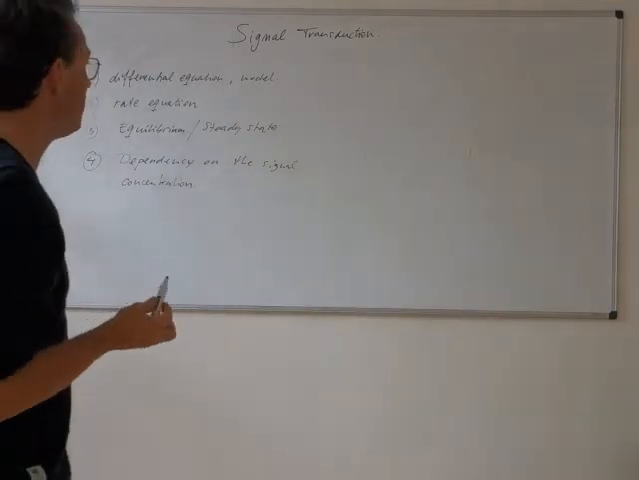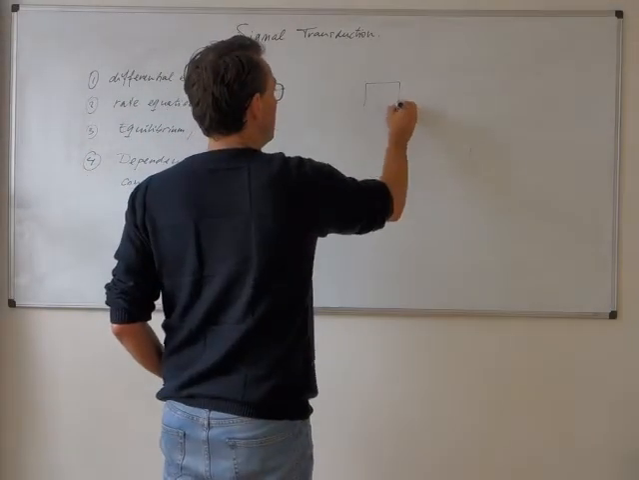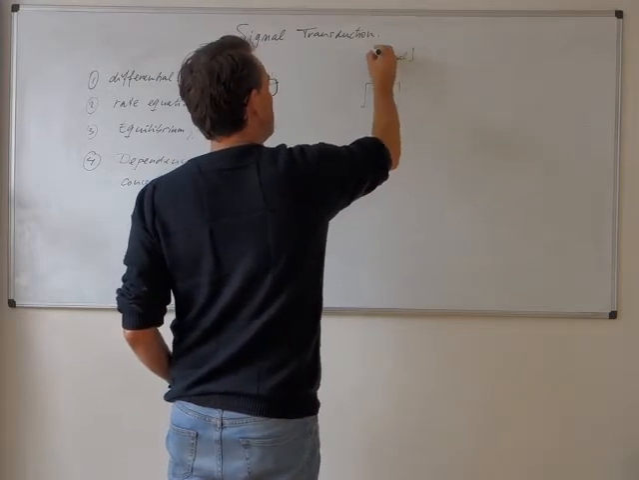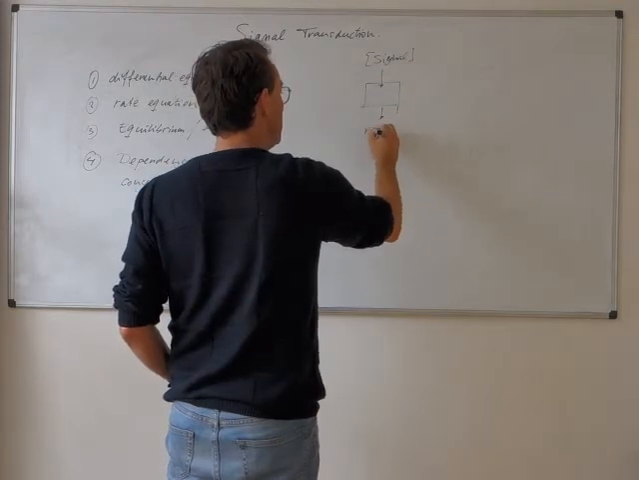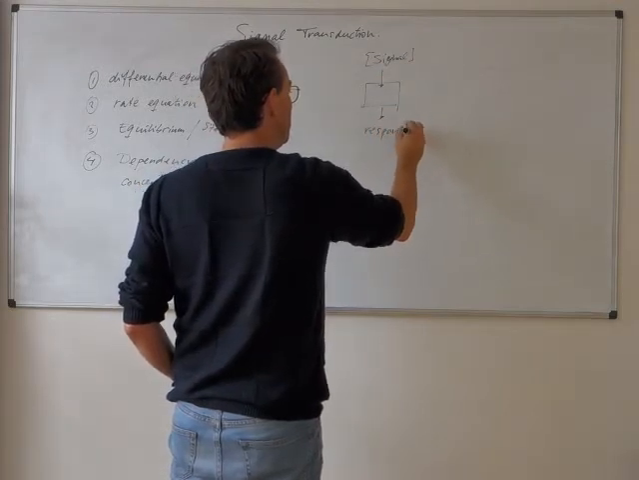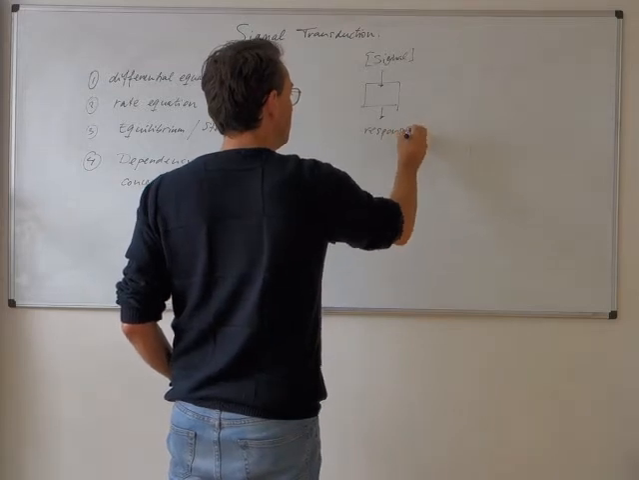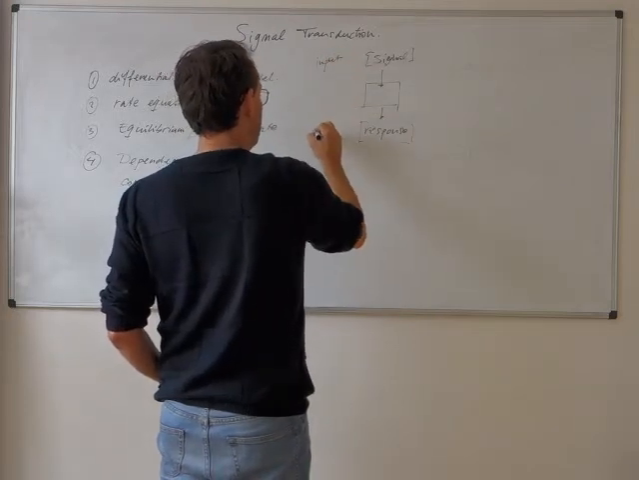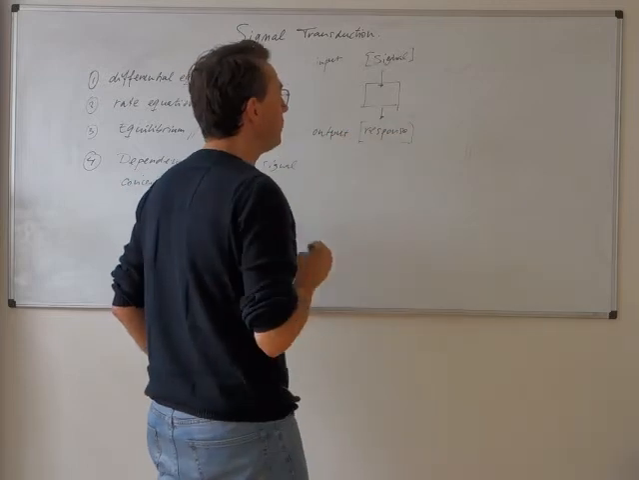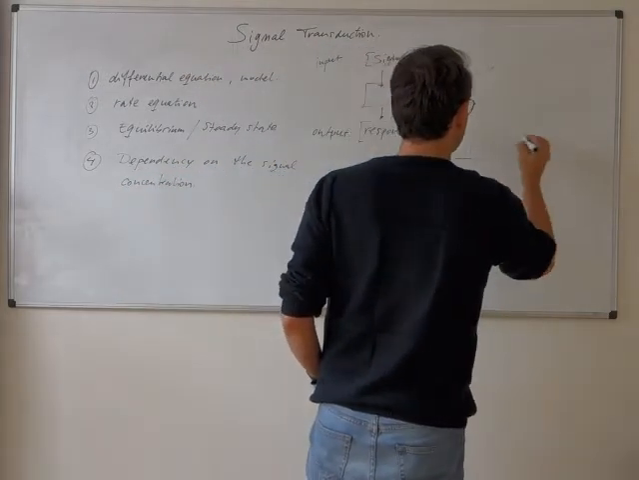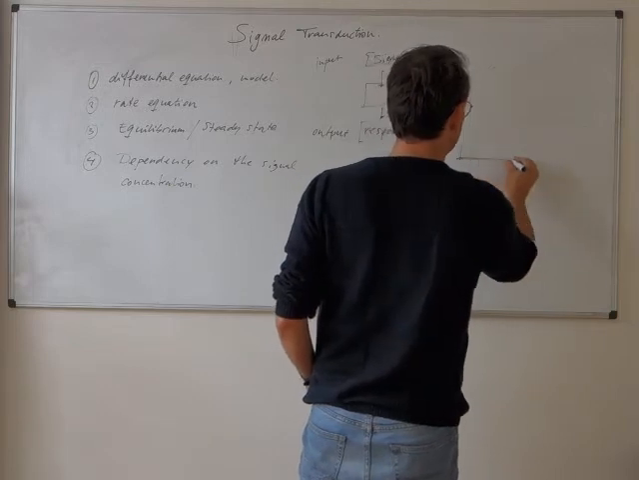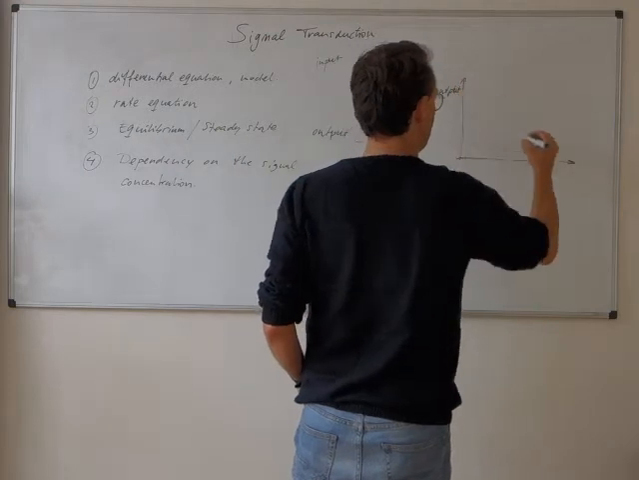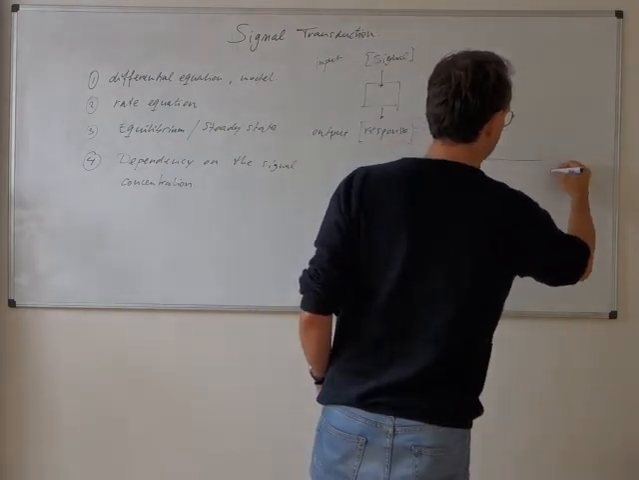Okay, because one way to think about signal transduction is that there is an input, that is the signal. So it's signal concentration, and there is a certain response. So this is the input, and this is the output. So you can think of signaling in terms of an output versus input diagram, okay?